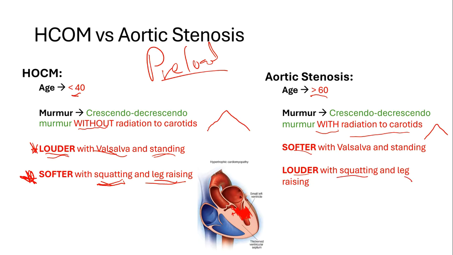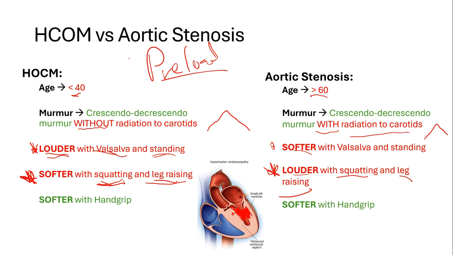Thus, squatting and leg raising increase the amount of blood in the left ventricle. Because there's more blood, more of it needs to be pushed out of that aortic valve. That leads to a louder sound, as there is more blood running over or through that valve. The opposite can be true for Valsalva and standing. This is a very important concept. Understanding that HOCM is preload dependent means that it gets softer with increased preload and it gets louder with decreased preload is extremely important. The last thing I want to talk about is hand grip.